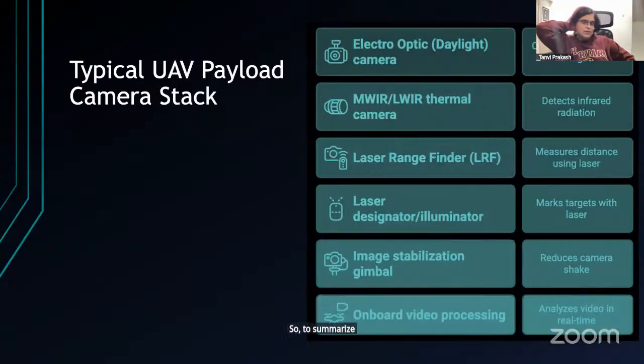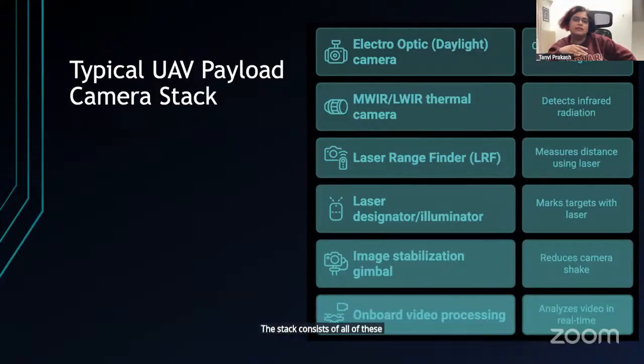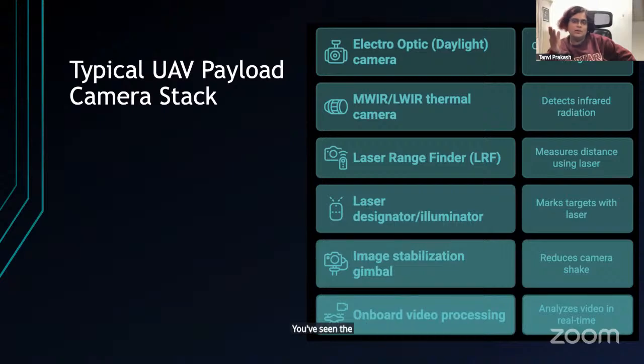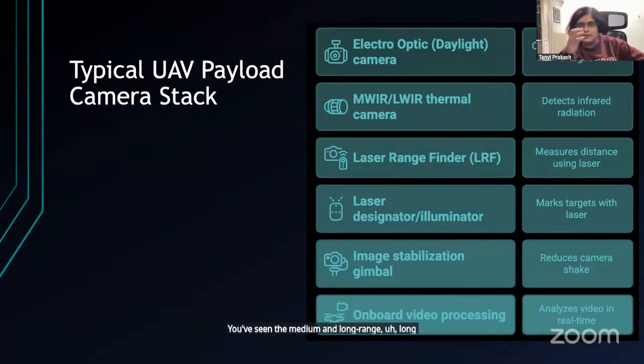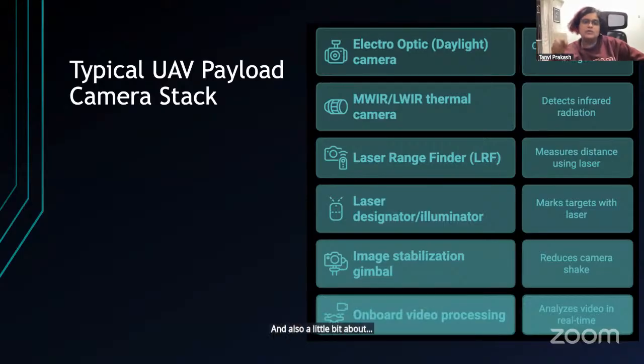So to summarize everything all together now, this is the typical UAV payload stack. The stack consists of all of these things that we have seen. We have seen the daylight or the visible electro-optic spectrum. You've seen the medium and long range, long wave infrared thermal cameras, then the laser rangefinders, designators or illuminators, then the mechanical parts of it, which is the pan tilt turret, the stabilization gimbal, and also a little bit about how this video is processed on board and analyzed.